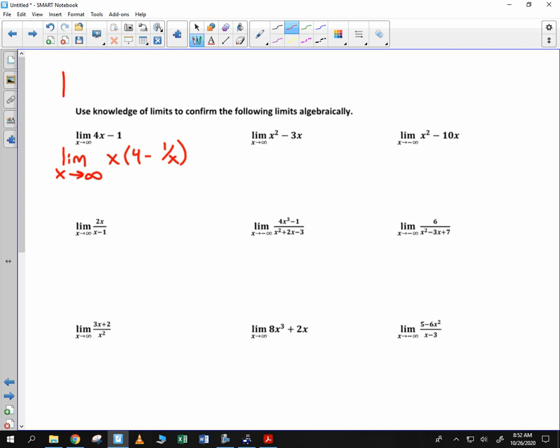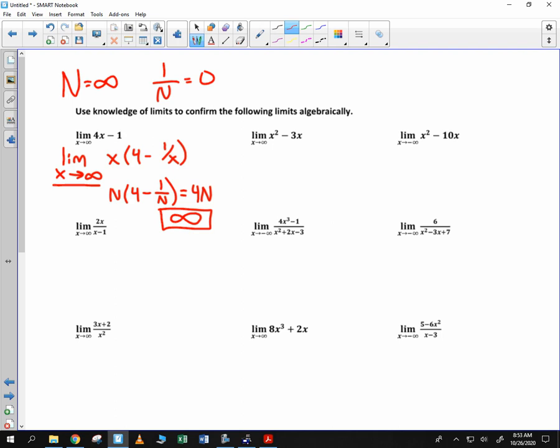I'm going to use n for a very big number, and I'm going to use 1 over n for a very small number. It's going to be very close to 0. So if I am headed towards infinity, I'm going to plug in a very large number. So very large number times 4 minus 1 over a very large number. Notice 1 over a very large number is going to go to 0. So it's going to be like 4 times n. And 4 times a very large number is going to be another very large number. So this limit does go towards infinity.